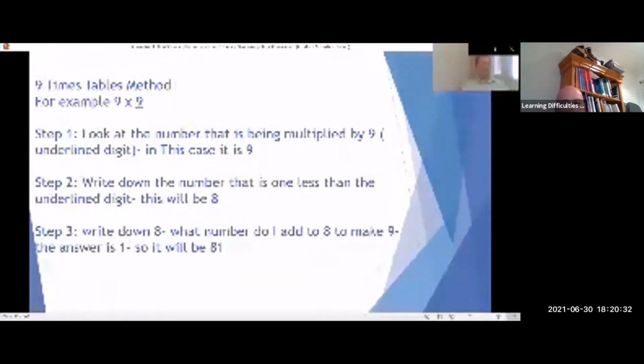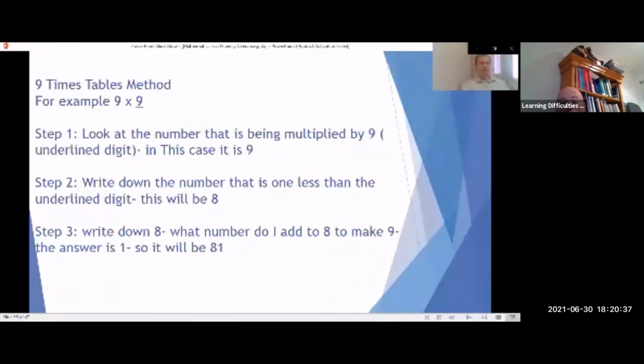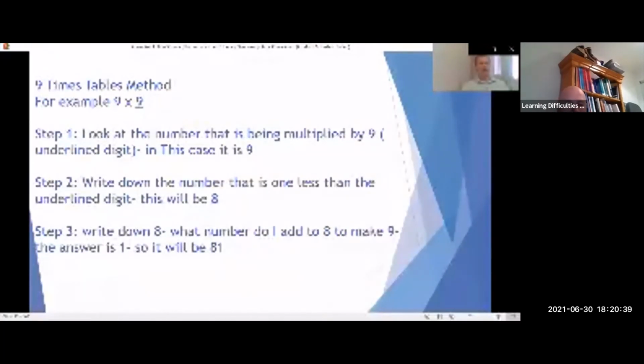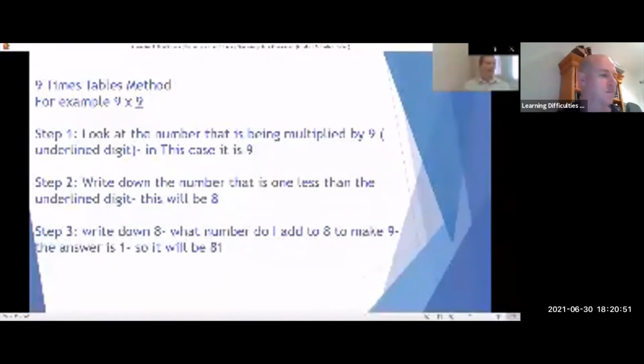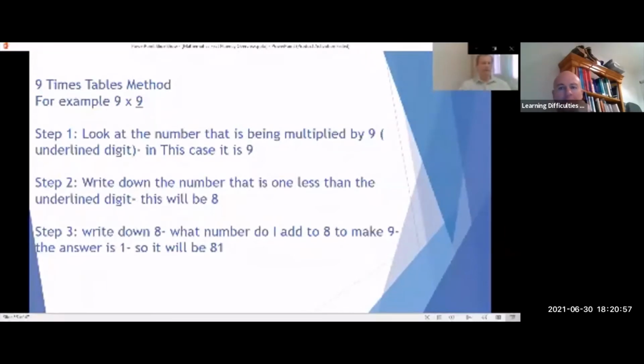We also teach them this method for the 9 times table. For example, they have to multiply 9 times 9. So the first step is we're multiplying 9 by 9. The underlying digit is 9, so we need to write down a number that is 1 less than the 9, which is 8. So then we write down the 8. 8 plus what is equal to 9? So it's going to be 1. So 9 times 9 is 81.